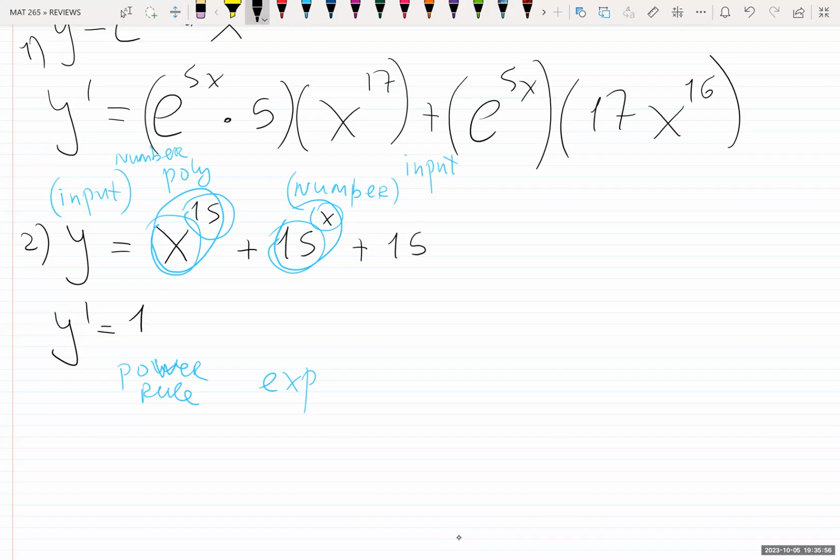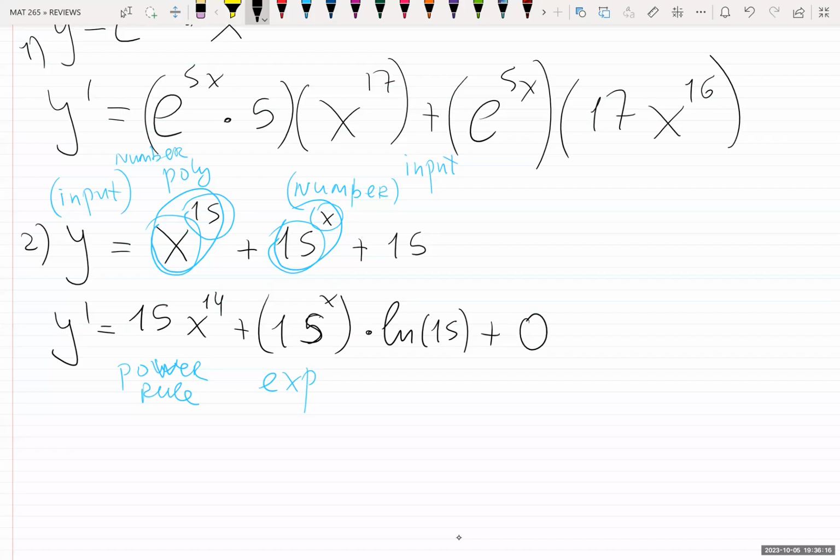So it's going to be 15x to the 14 plus, exponential says copy, times, if the base is not e, ln of the base. And then it's just 15, derivative of 15 and 15. I like to show this to see the difference. Oh, and one more, 15x. That's a line, a linear function. It gives you 15. How about that? So that's the difference of all of these 4 cases.